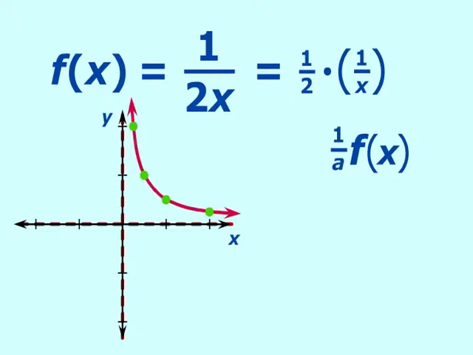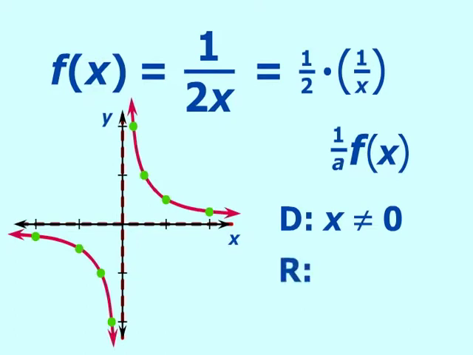Our points now are at negative 1, negative 1 half, at negative 2, negative 1 quarter, and at negative 1 half, negative 1. For this one, the domain is still x cannot be equal to 0, that vertical asymptote. And for the range, y cannot equal 0, and that's the horizontal asymptote here. So let's go on to another one. Example 3.